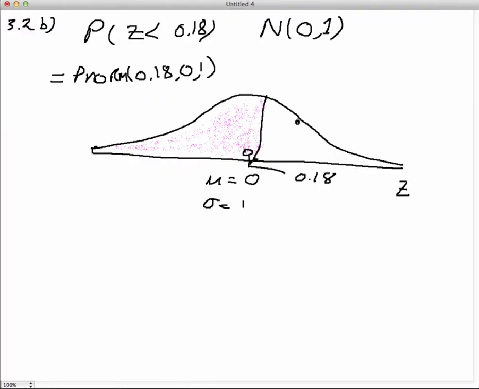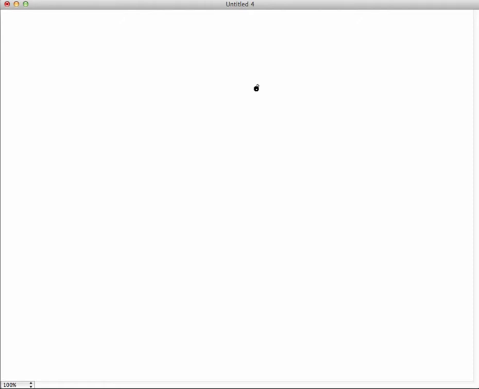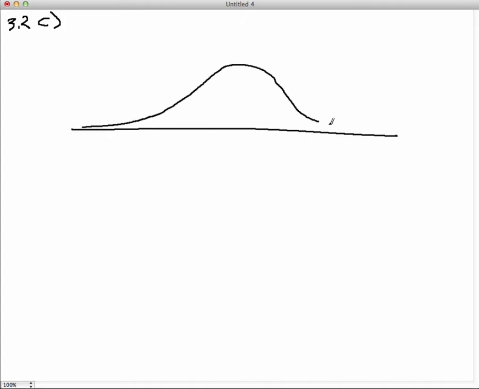Okay, I'm going to go ahead and grenade this one. Get a clean board out of this. And so let's see, we are going to have 3.2 part C here. So here is our standard normal curve with the mean of 0 and the standard deviation equal to 1. And remember, again, this is our z-axis.